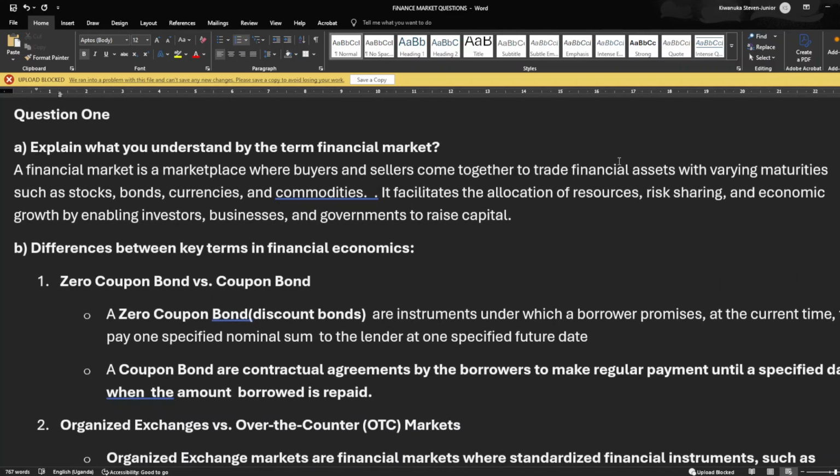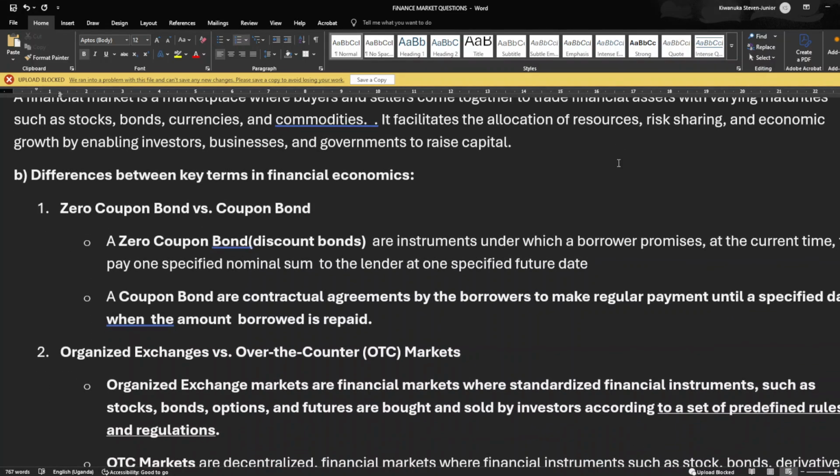Question number one: explain what you understand by the term financial market. 2 marks. The financial market is a place where buyers and sellers come together to trade financial assets with varying maturities such as stocks, bonds, currencies, and commodities. It facilitates allocation of resources, risk sharing, and economic growth by enabling investors, businesses, and governments to raise capital.